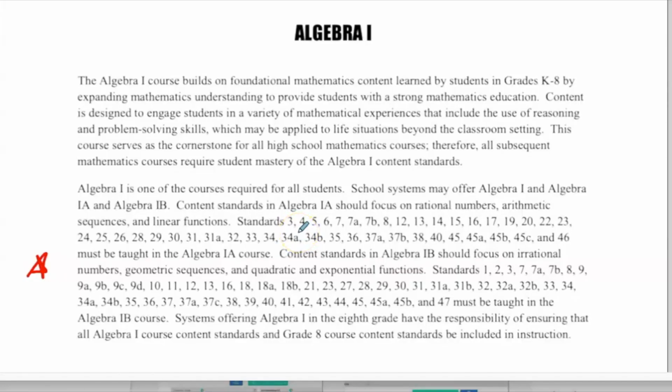This is Wes Overton, and we're going to review the similarities and differences from the previous Algebra I course of study and the new 2019-2020 Algebra I with Probability course of study.